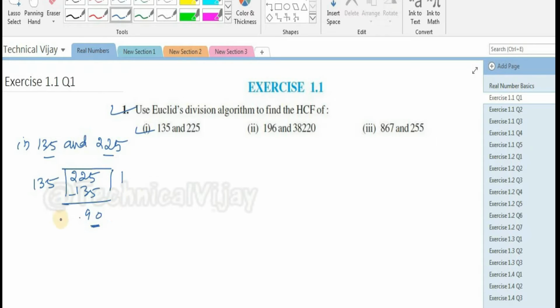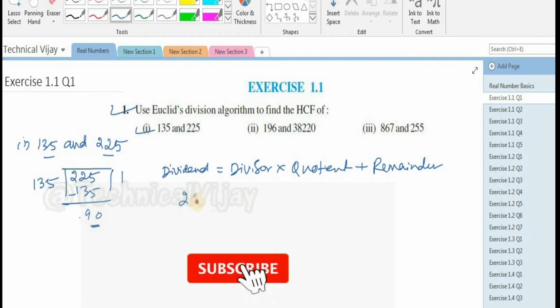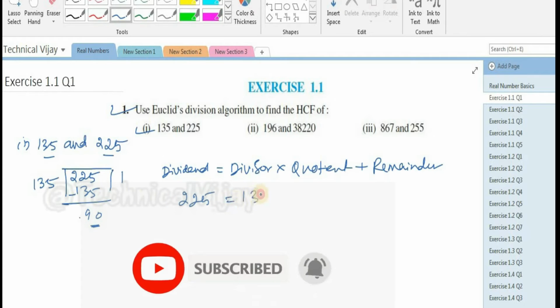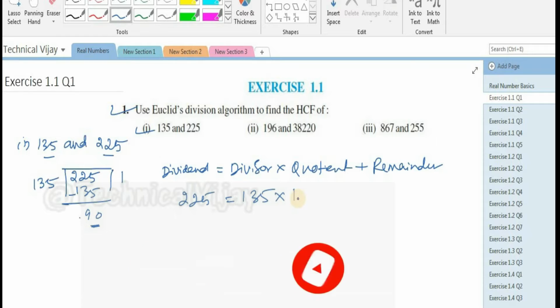Now this can be written according to Euclid's division algorithm: dividend is equal to divisor into quotient plus remainder. This we know. So as per this, we write dividend 225 is equal to divisor 135 into quotient 1 plus remainder 90. Now we have to find the HCF, which means we have to go on dividing until the remainder becomes 0. Now this is not 0.